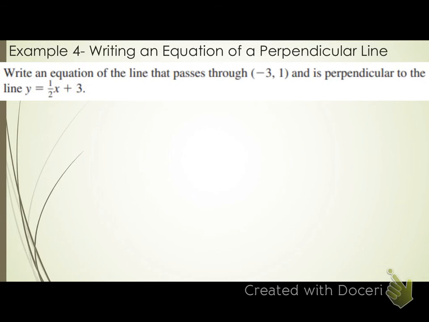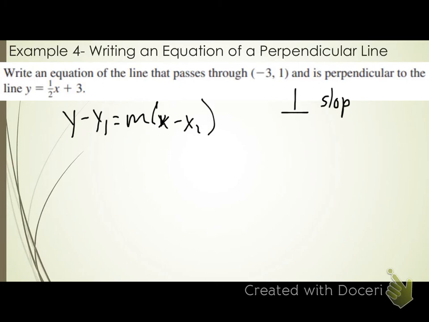Example 4. Write an equation of the line that passes through negative 3, 1 and is perpendicular to the line y equals 1/2 x plus 3. So this is very similar to the example I just did a few slides ago. Can anyone raise your hand and help me out on this one? Put it in the point slope form. Then because you need a perpendicular line, do the opposite reciprocal of 1/2.